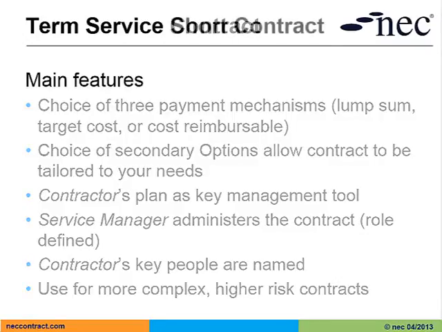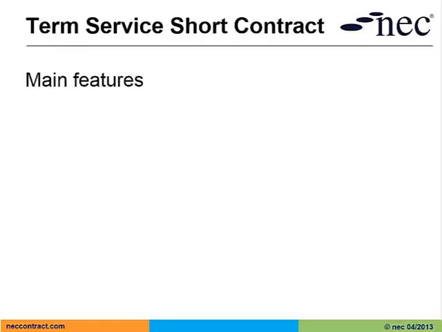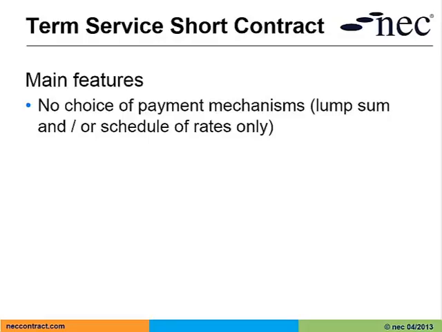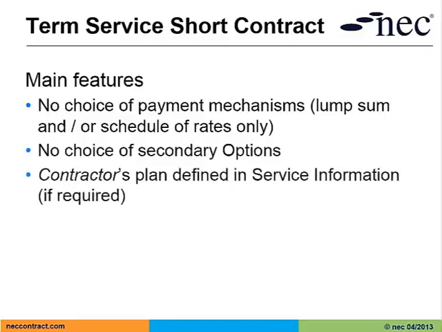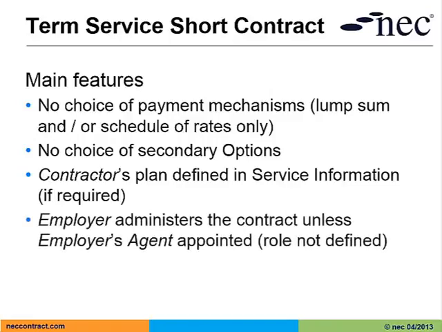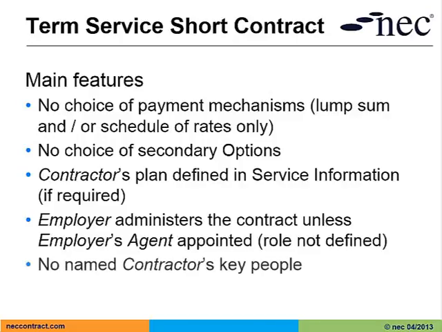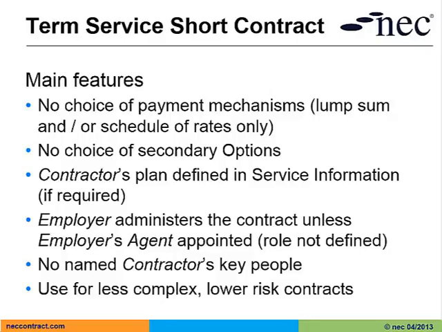Now let's look at the main features of the term service short contract. So the short contract has no choice of payment mechanisms. We can either have a lump sum and/or a schedule of rates only. There are no target cost or cost reimbursable options under the short contract. There are also no choice of secondary options. If a contractor's plan is required, the requirements need to be defined in the service information rather than being written into the contract itself. The employer administers the contract unless he appoints an employer's agent, but the role of employer's agent is not defined in the contract. It is defined by the employer dependent on his requirements. There are no named contractor's key people, so we use the term service short contract for less complex, lower risk contracts.